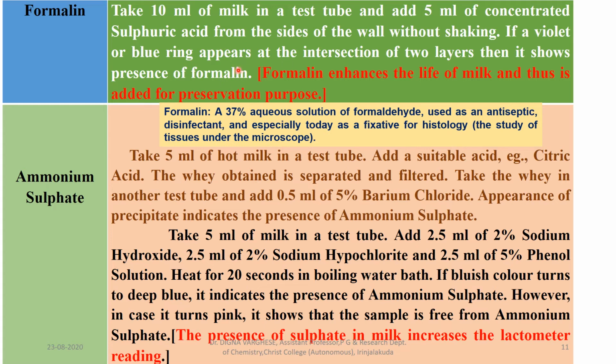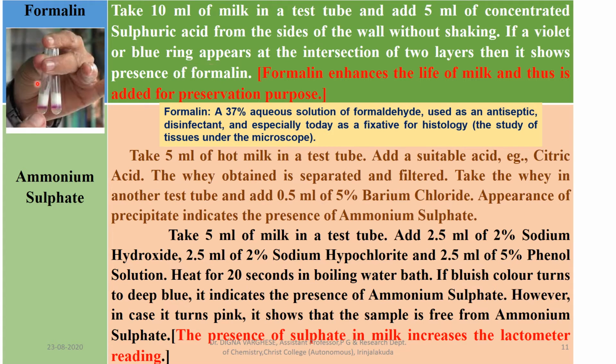Formalin can be tested by taking 10 ml of the milk in a test tube and adding 5 ml of concentrated sulfuric acid, that is H2SO4, from the sides of the wall without shaking. If a violet or blue ring appears at the intersection of the two layers, then it shows the presence of formalin. Here we can see the intersection of the two layers. There is a violet or blue ring, which indicates the presence of formalin.